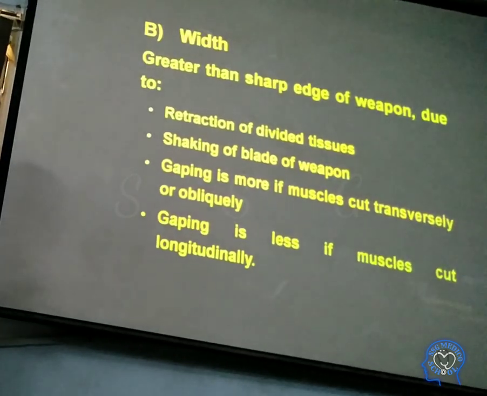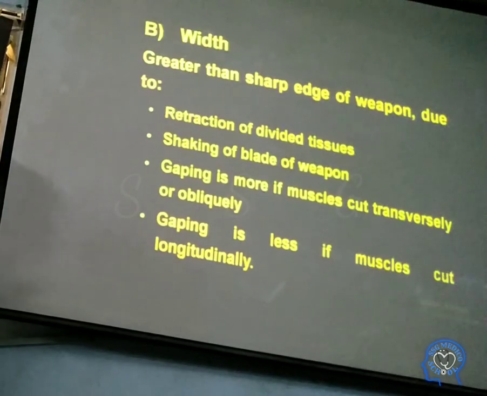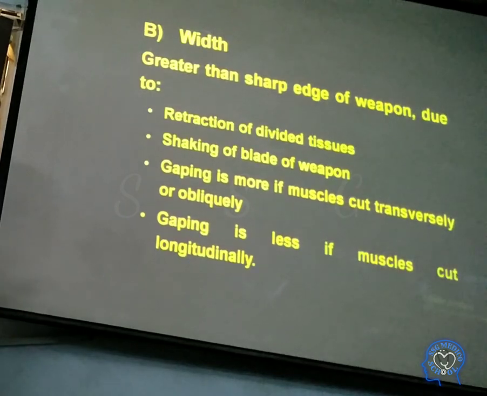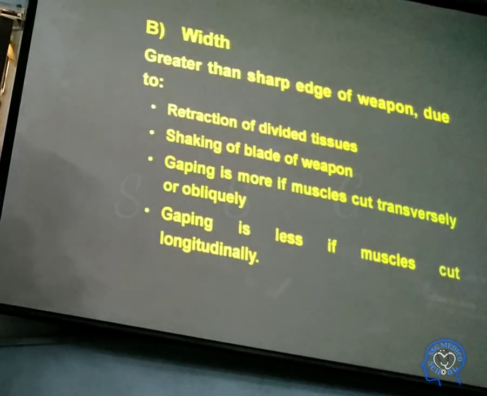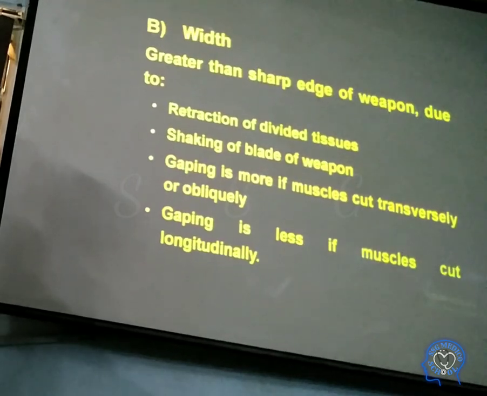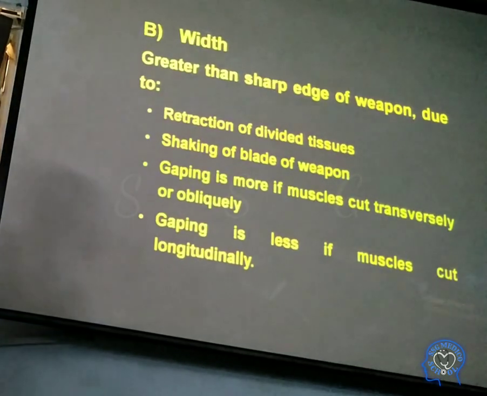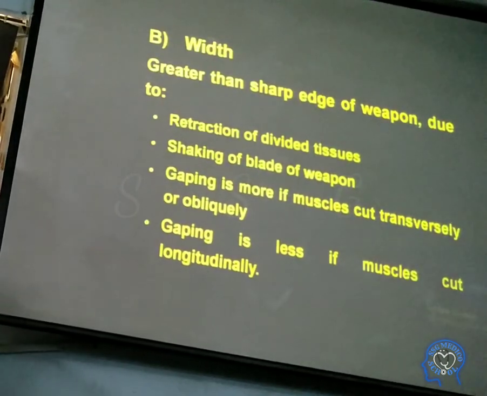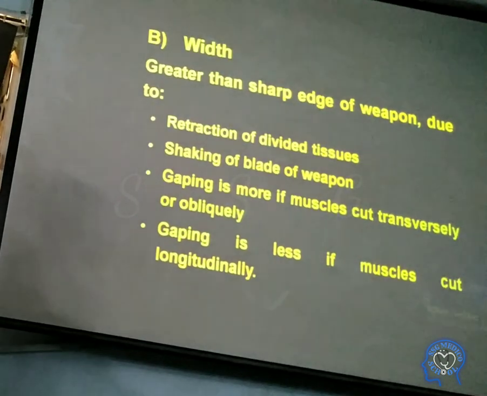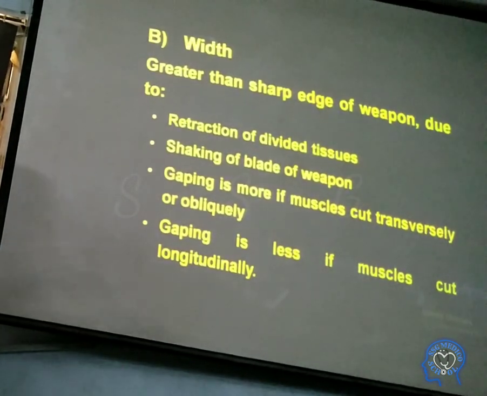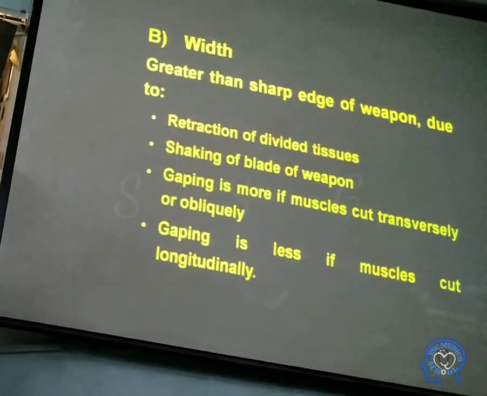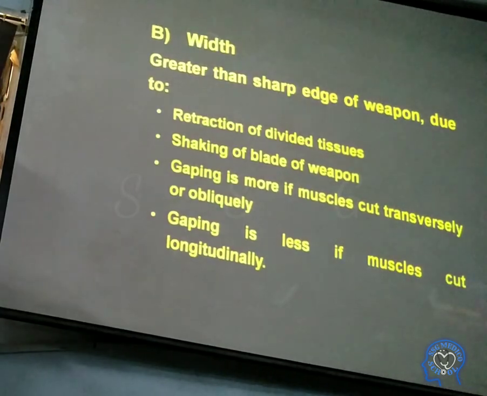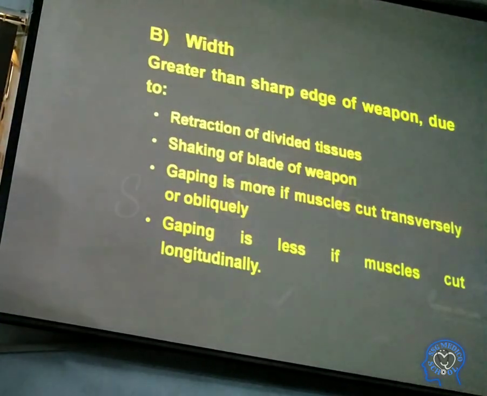Width is greater than the edge of the weapon, due to retraction of the tissues and shaking of the blade of the weapon. Gaping is more if muscles are cut transversely. Gaping is less if muscles are not cut transversely but longitudinally. Next.